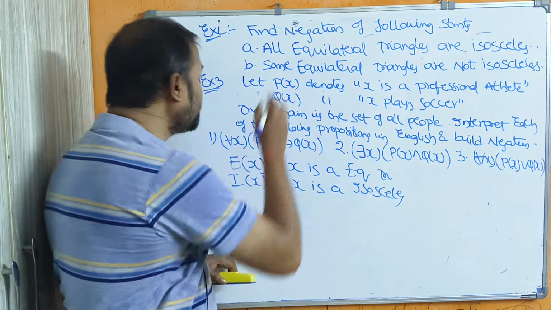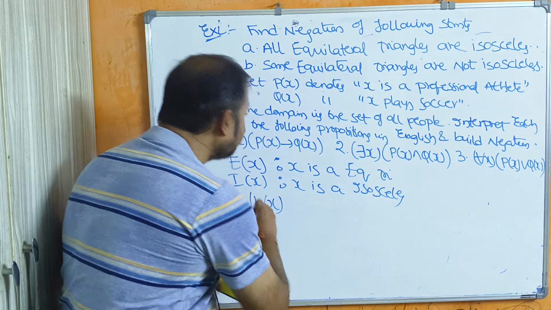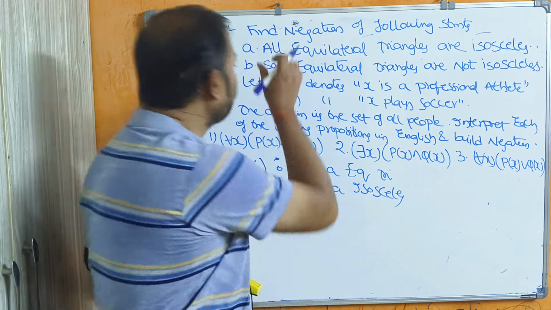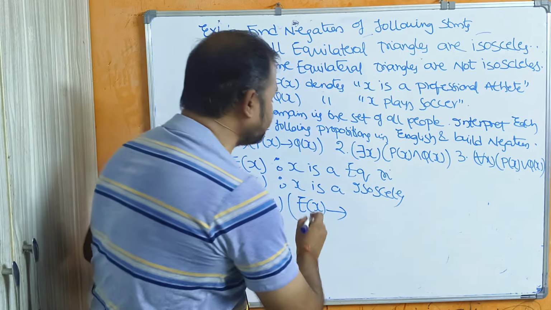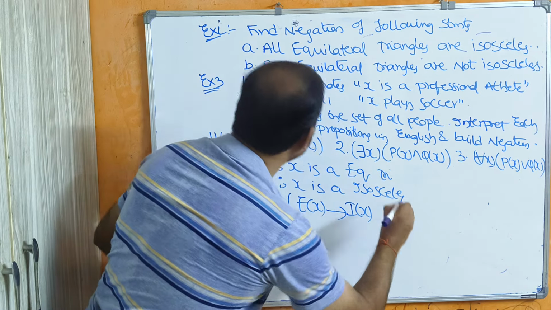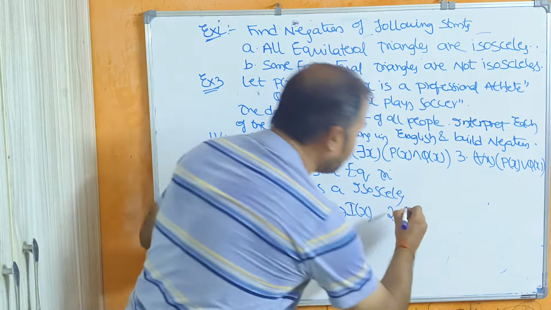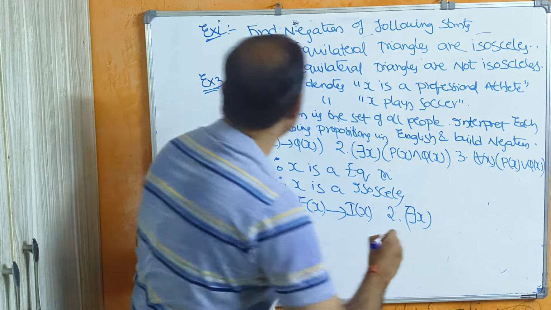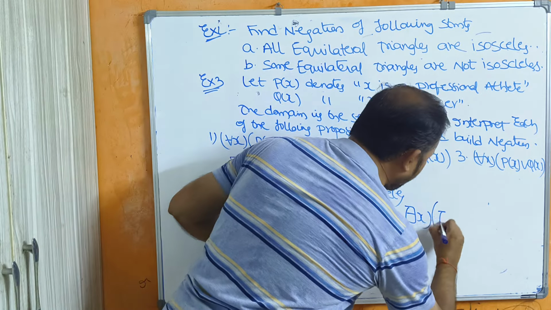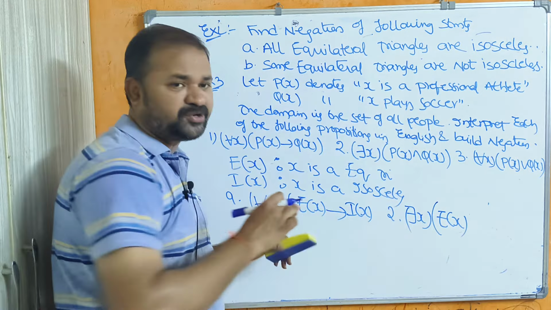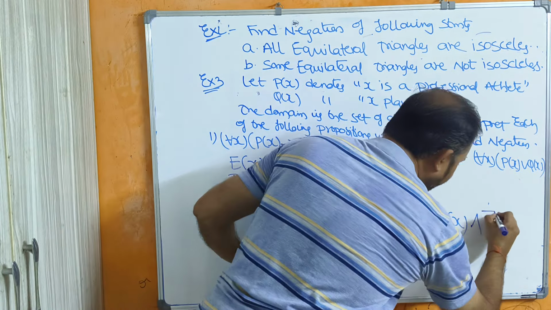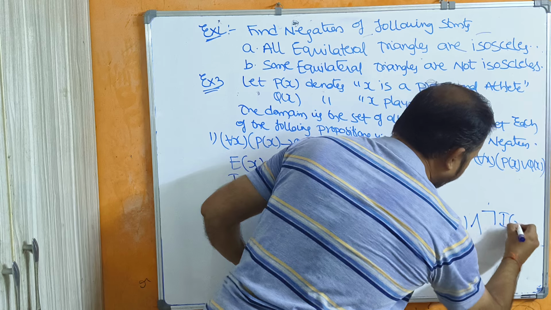For A, all means we have to use for all x. Equilateral triangles means E of x. If we have an 'all' statement, then we use implies. Isosceles means I of x. Next, the second statement: some. Some means the quantifier is the existential quantifier. Some equilateral triangles are not isosceles. Equilateral means E of x. With 'some' we should not use implies; we have to use 'and'. Not means negation. Isosceles means I of x.